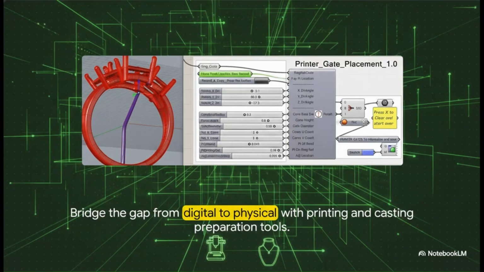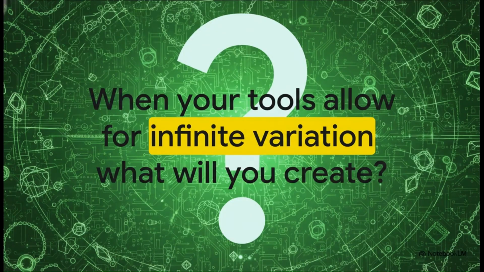And you know, it's not just about making pretty pictures. The whole point is to create a physical piece of jewelry. Tools like the printer gate placement component are what bridge that gap from digital to physical. It helps you strategically place all the necessary supports for 3D printing and casting, making sure your design is actually manufacturable from the get-go.